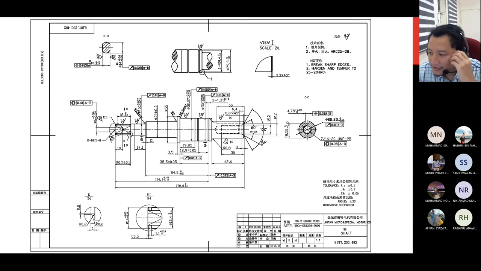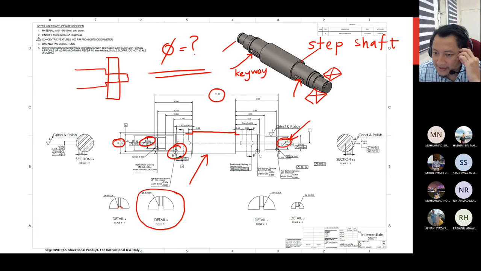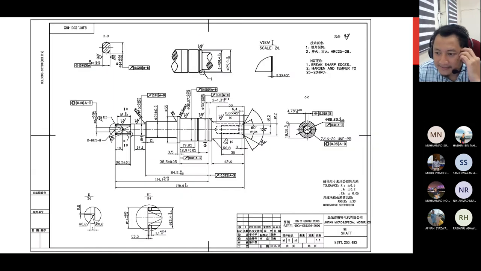Moreover, you've got one more drawing. This is most likely from a US company, Polyworks. US. This one is Chinese. But it's universal. Wherever you work, in engineering, we can communicate. You just have to read the drawing.